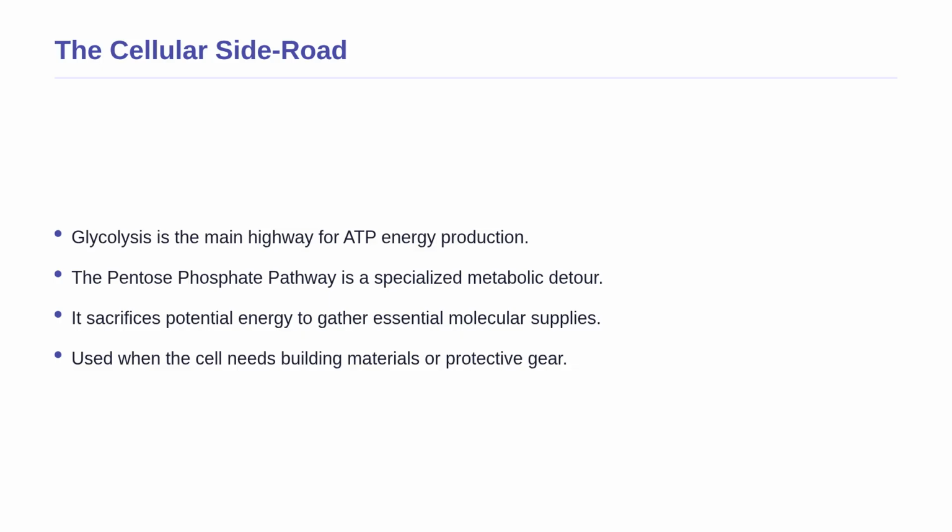It acts as a vital metabolic detour. It is a specialized side road that glucose takes when the cell needs specific molecular tools rather than just raw energy, willingly sacrificing some potential ATP to gather essential supplies for growth and protection.